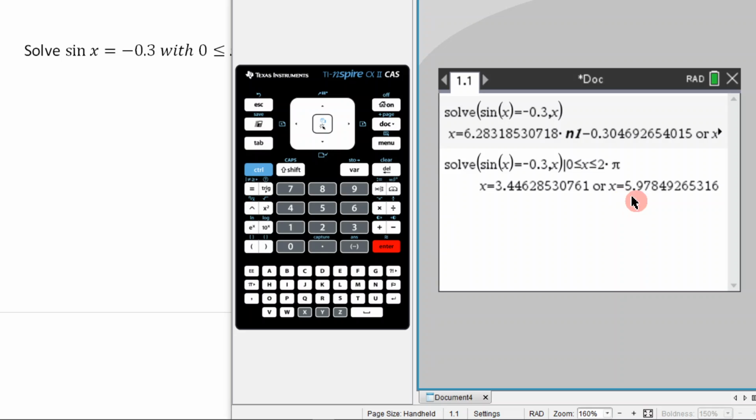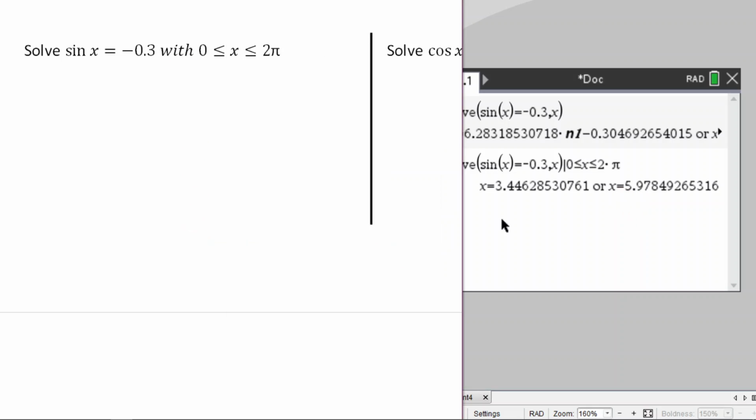So 3.44 and 5.97. So let's now write those in as our answers. So x is going to be 3.45 and 5.98. Now, it's also important that we just have somewhat of an understanding of what we've just found here. We're saying that sine of 3.45 is equal to negative 0.3.